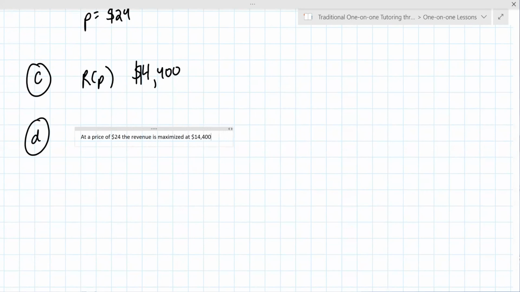So your instructor is looking for the words, and this is the least you can do. They're looking for price, 24, revenue, maximized, 14,400. The rest is articles or unimportant stuff. They're looking for this key information. Can you convert what you just did into a sentence? Someday you might work for a company and the person you work for doesn't want to know all the things you did. They just want to know what the maximum revenue is, where it occurred, and what it is. So you're cutting through all the busy work to get to that final answer.